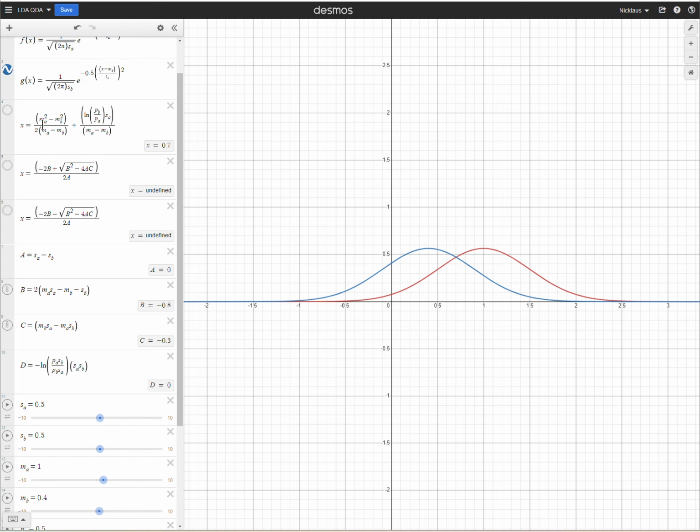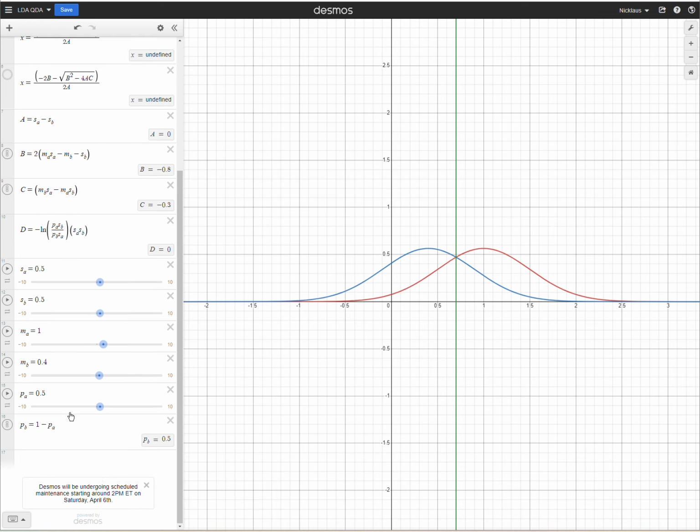And now here I have the expression that we already derived for the decision boundary for linear discriminant analysis. Here it is, the green line. What we see is that it precisely intersects where the two curves are equal. So that's interesting. There's our boundary condition under the assumption that the prior probabilities are equal.